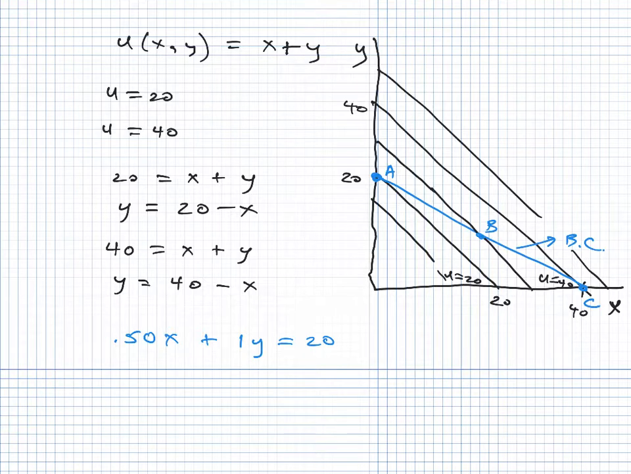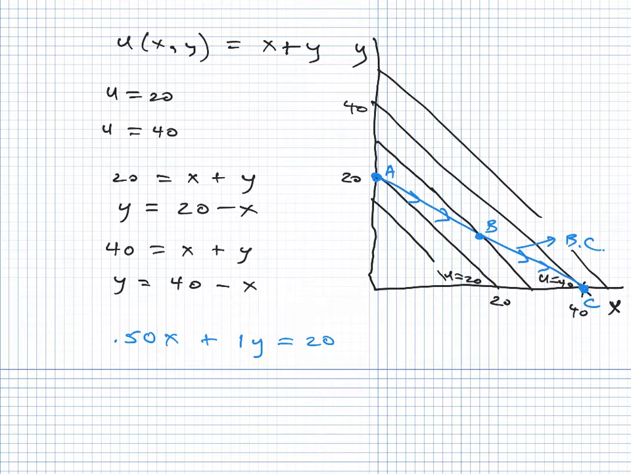But if I keep moving out along my budget constraint, you'll notice at bundle B, I'm on a higher indifference curve. So I'm definitely better off than I was at A. And if I keep moving all the way down my budget constraint, you'll notice that at bundle C, I've actually maximized my utility. I've gotten to the highest possible indifference curve.